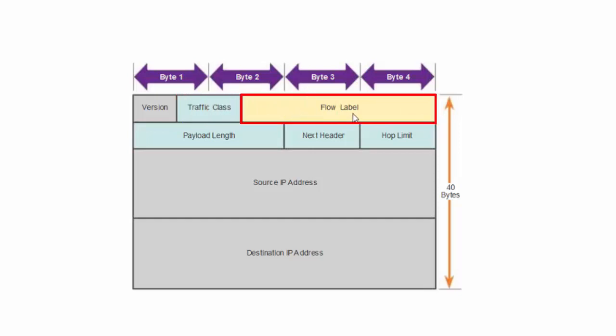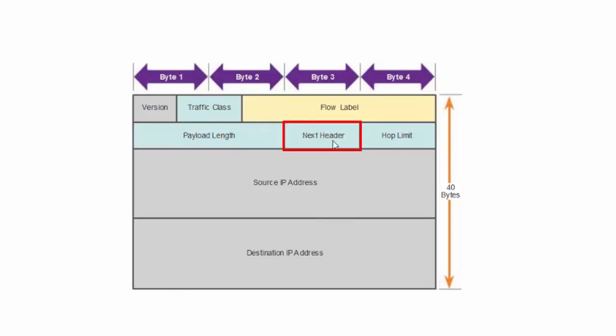The flow label, as we said, is 20 bits, and it's used to identify the end-to-end flow to provide fine-grained quality of service per flow for the end-to-end traffic. There is the payload length, which again corresponds to the length field in IP address version 4, and it refers to the length of the entire packet, including the header and the payload.